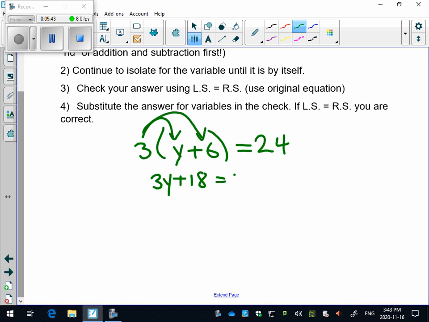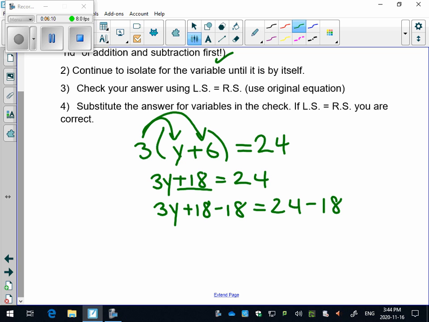So once you do the distributive property there, all you're truly doing now is a two-step algebra problem, which we've already done two of, and we did a whole bunch of practice in class today. Remember, the whole trick is to do the addition subtraction first, so I got to get rid of plus 18. 3y plus 18 minus 18, because that's the only way to get rid of that, equals 24 minus 18. 18 minus 18 is 0. I have 3y equals 6.